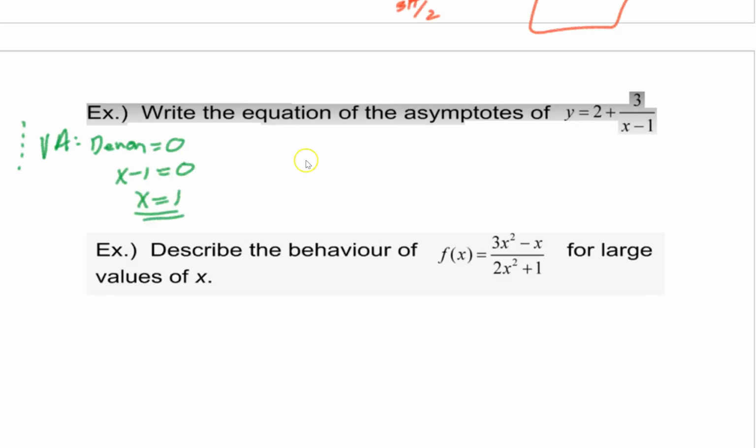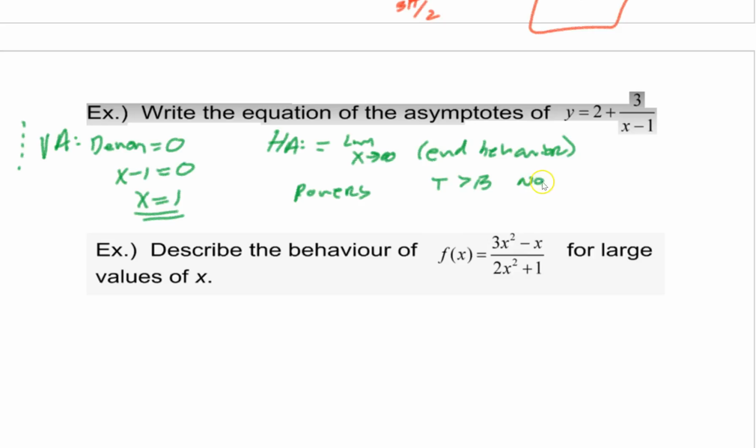So x equals 1. Horizontal asymptote. The general idea with that is it's the same thing as the limit at infinity. It's your end behavior. What we do here is look at powers. If the top power is bigger than the bottom power, we say none, also known in this case as positive or negative infinity. If the bottom power is bigger than the top power, then we say y equals 0. The bottom two are the ones you see the most often. If the bottom equals the top, it's the ratio. We'll talk about that in a second.